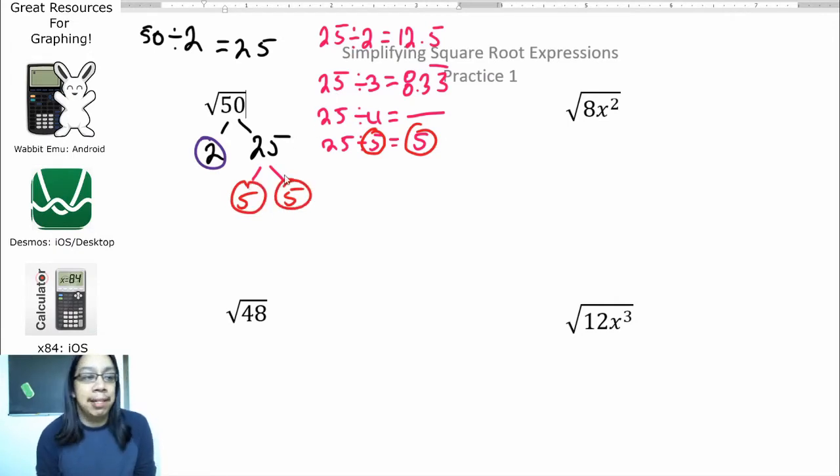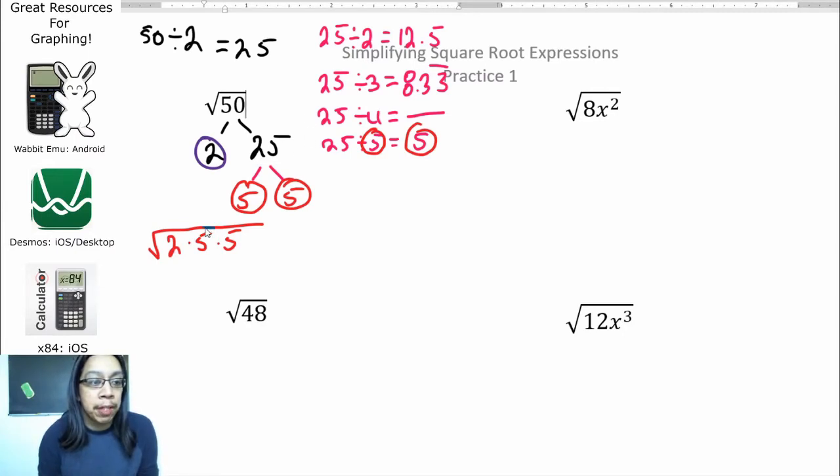And remember what the last step is going to be. The last step is to open up your square root. We're going to put the 2, the 5, and the 5, and then you're going to circle pairs of the same number. Remember, pairs is basically groups of 2. So here's a group of 2 right here. There's a group of 2 fives.